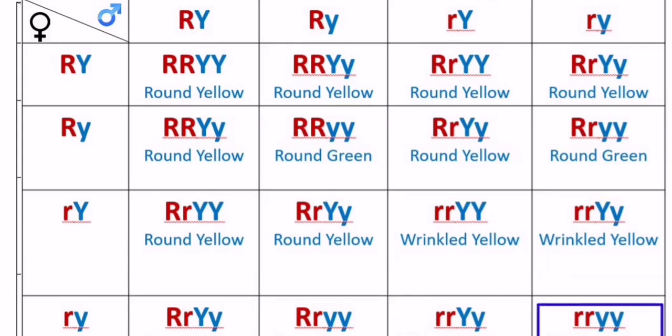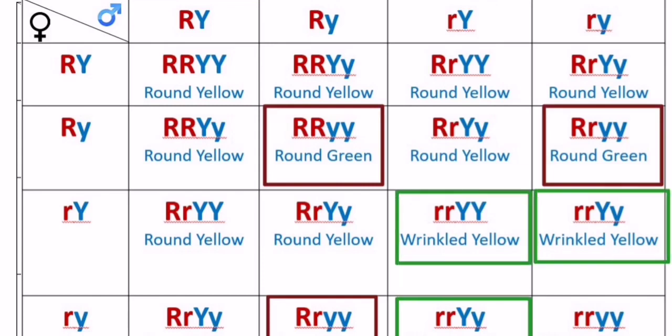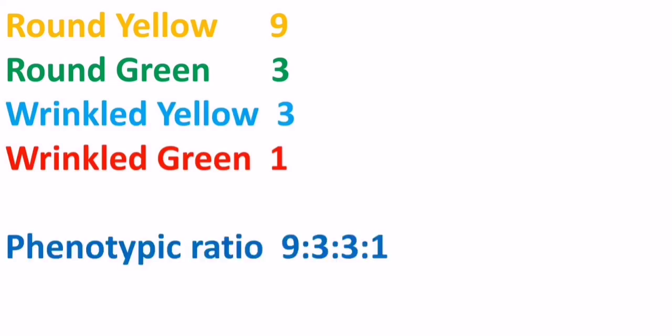We have taken two plants, round yellow crossed with wrinkled green. We got two new combinations, round green and wrinkled yellow. So round yellow 9, round green 3, wrinkled yellow 3, wrinkled green 1. Phenotypic ratio is 9:3:3:1.